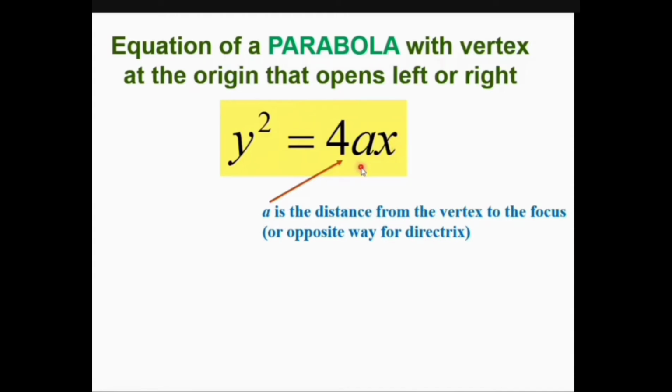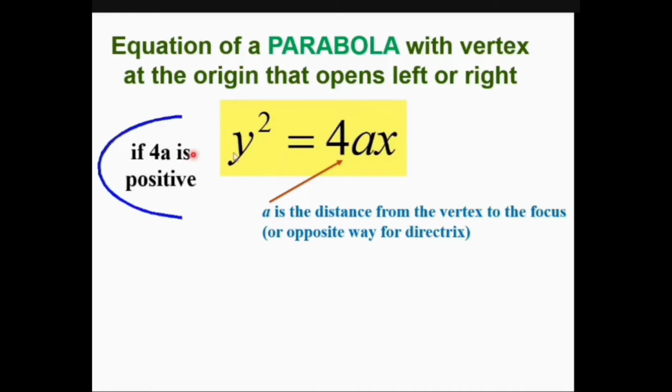Okay? We have here A is the distance from the vertex to the focus, or it is also the distance from the vertex perpendicular to the directrix. So meaning, this A, if we know the value of this A, we will know the distance of the line segment from the vertex to the focus, and also from the vertex to the directrix.